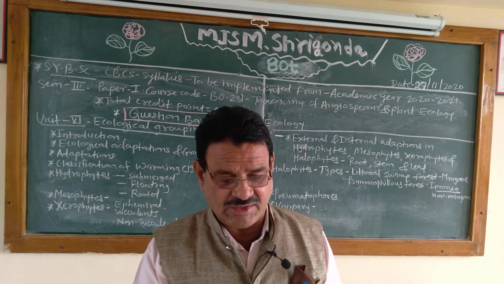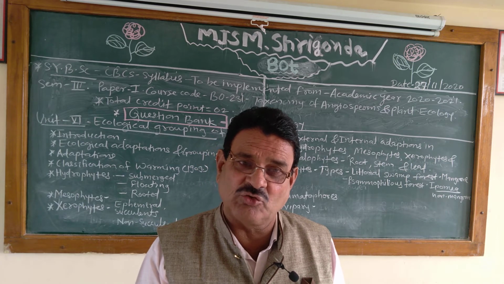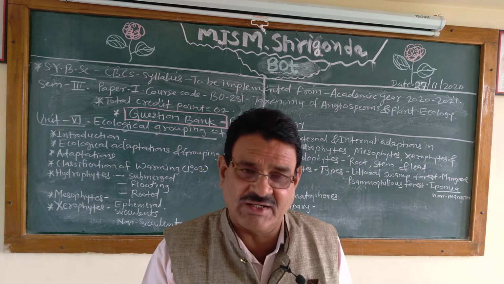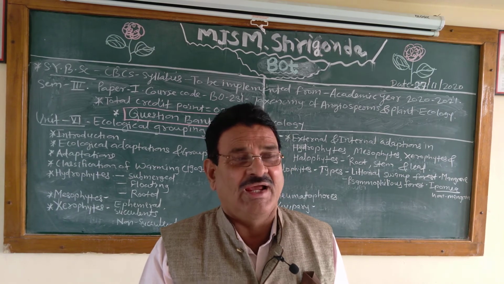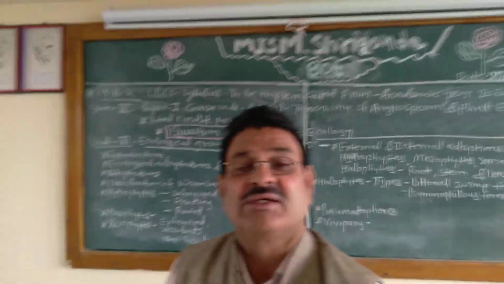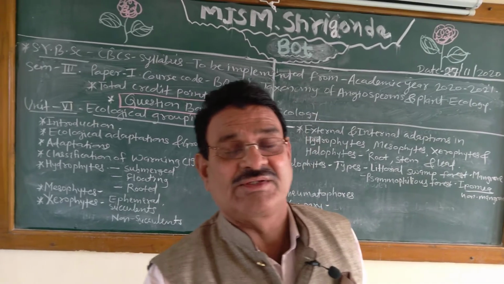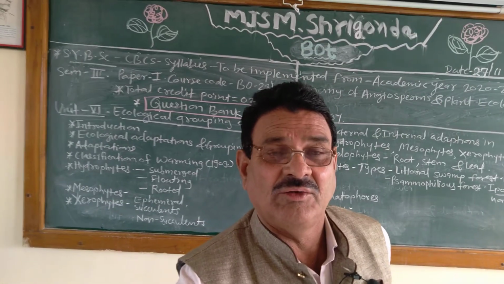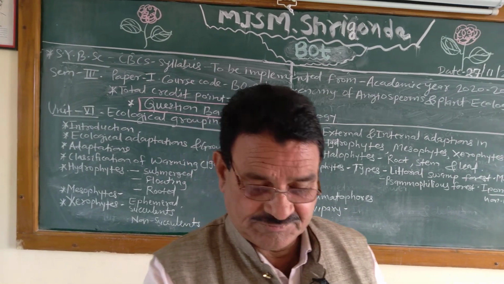What are ephemeral xerophytes? Give the definition of ephemeral xerophytes. Example: Argemone mexicana. The plants which grow in xeric conditions and which complete their life cycle within 6 to 8 weeks are called ephemeral xerophytes. What are the next questions?